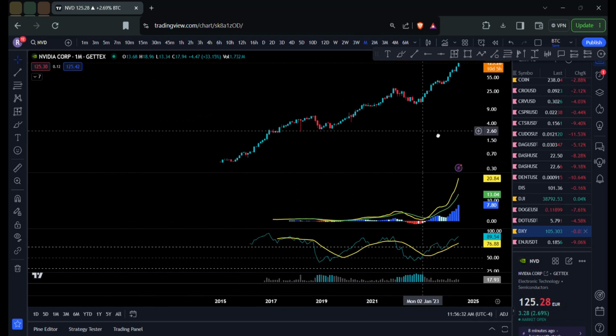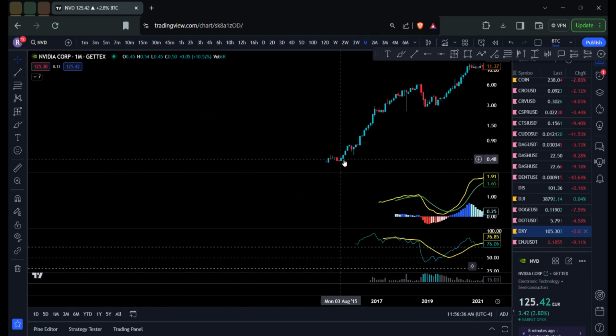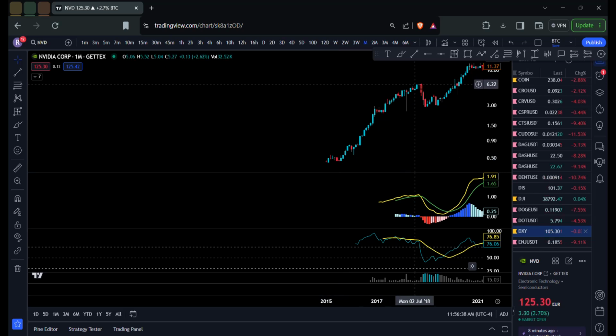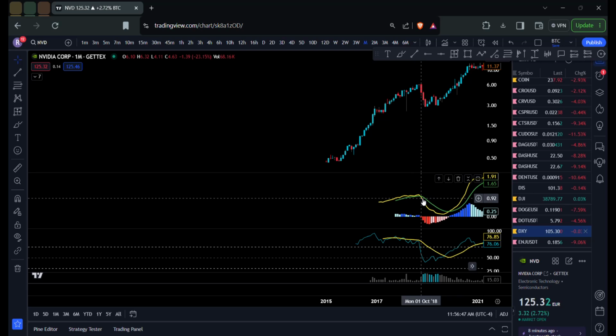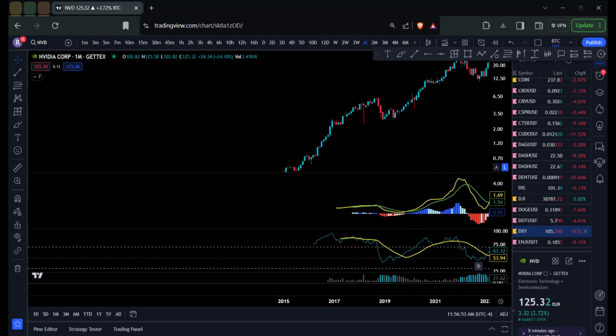All right, let's go to a monthly. Here you go. Okay, NVIDIA, great company, right? Went from 48 cents to $6.22. You know what didn't lie? When the RSI broke the 70, broke the moving average, went down to the 50, and you had a death cross, right? It went from $5.85 to $2.90.